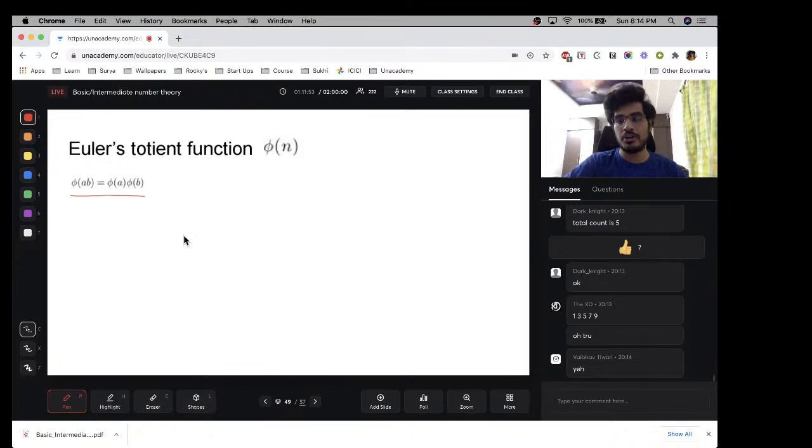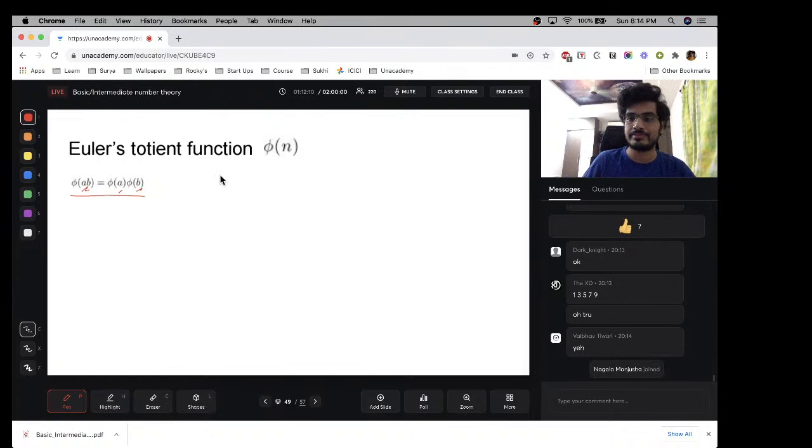So how do we prove this? If A and B are coprime, then phi of AB is equal to phi of A into phi of B. How do we prove this? We prove this using Chinese remainder theorem. Okay.